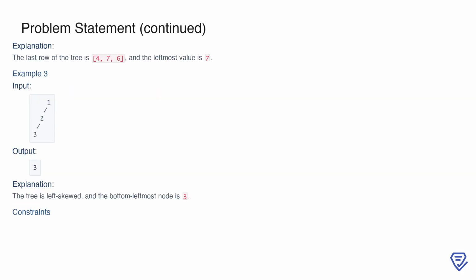In this second example, the last row of the tree consists of the nodes 4, 7, and 6. Among these, the leftmost node is 7, so the output for this tree is 7. Now, let's examine a third example where the tree is left skewed. Here, the root node has a value of 1, its left child has a value of 2, and the chain continues with a left child of 3. In this case, the tree has only one path, and the bottom leftmost node is at the end of this chain. Since the last node in this tree is 3, the output is 3.